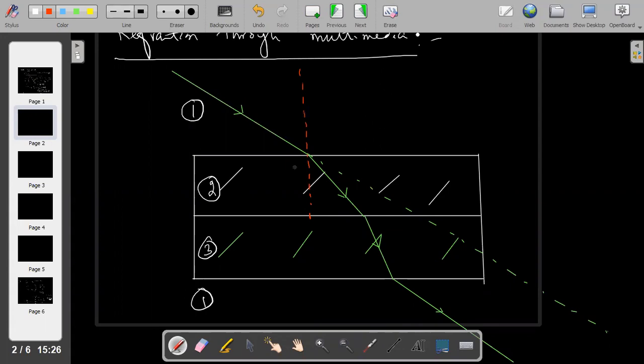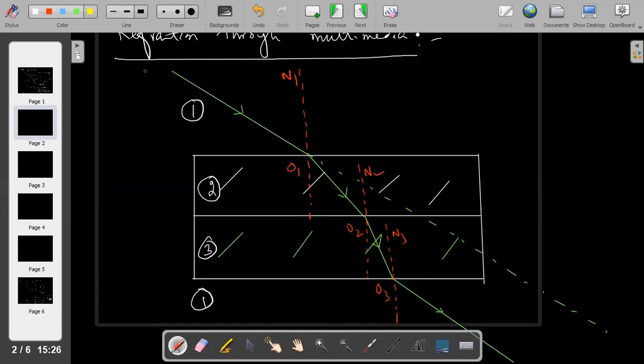You see, O1N1 is the first normal. This is the second normal, O2N2 is the second normal. This is the third normal, O3N3 is the third normal.